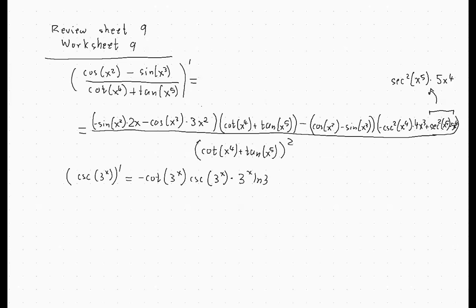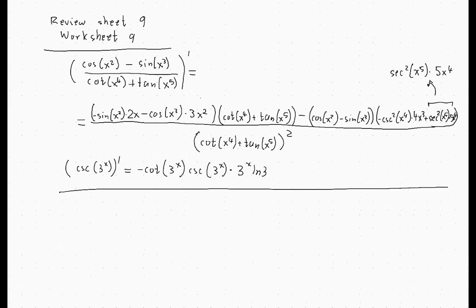And then we have the integral of 1 over x squared minus 1 dx. For this, we're going to do a partial fraction decomposition. 1 over x squared minus 1 is 1 over x minus 1 times 1 over x plus 1. So think of this as a over x minus 1 plus b over x plus 1.